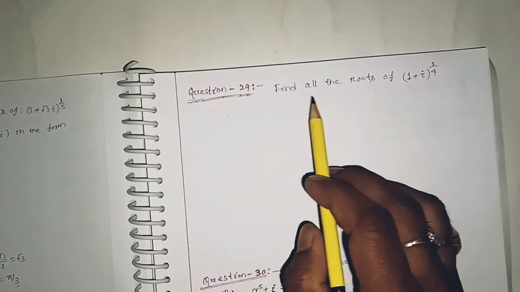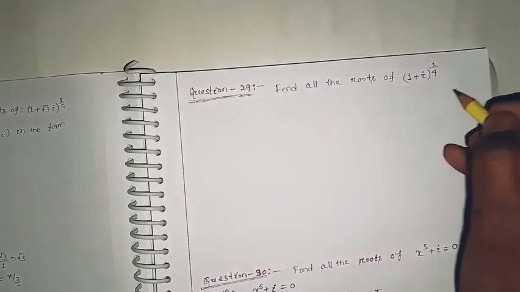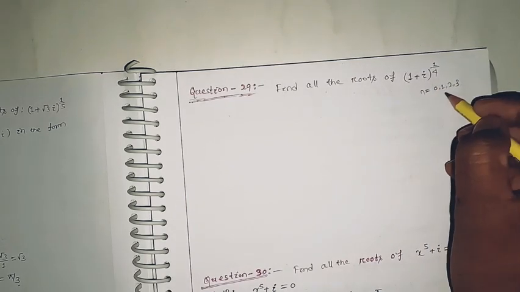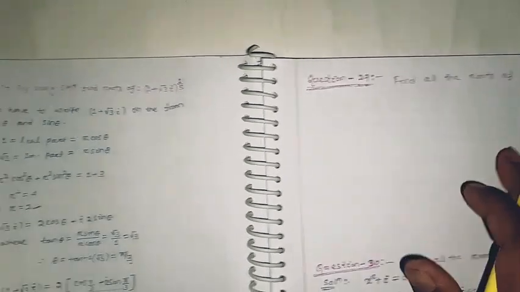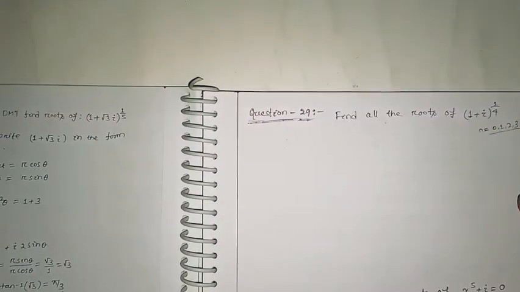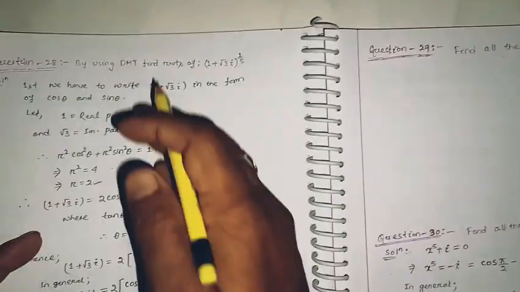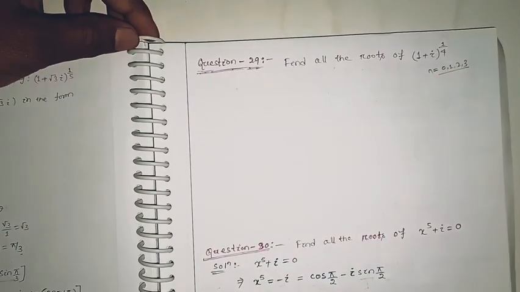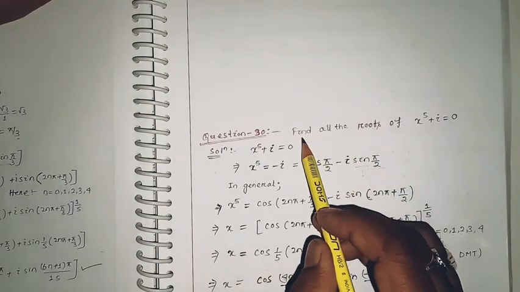Question number 29. Find all roots of (1 plus i) to the power 1 by 4. That means 4 roots we have to find out. Here n will be considered as 0, 1, 2, 3, up to 3, which means we get 4 roots. This question is exactly similar: here 1 by 5 was there, now 1 by 4, so 4 roots we have to find out. Root 3 was there, and here instead of root 3, 1 is there. Same procedure you have to consider, and try to solve this question by yourself. I leave it for you.